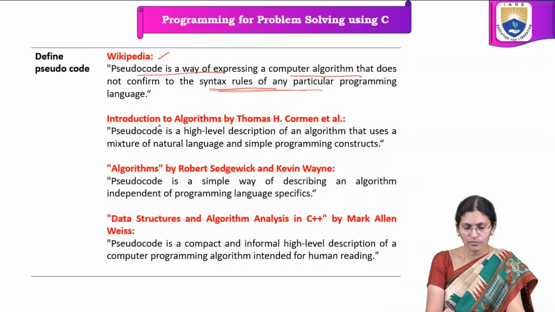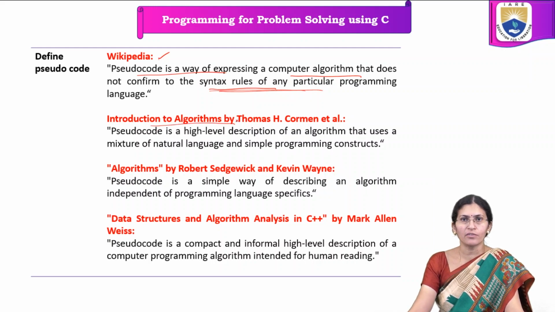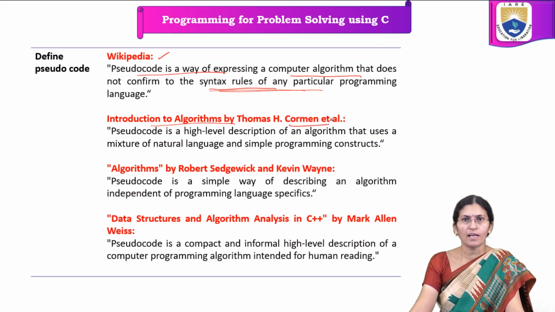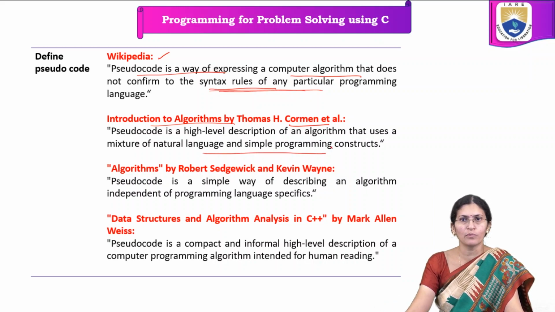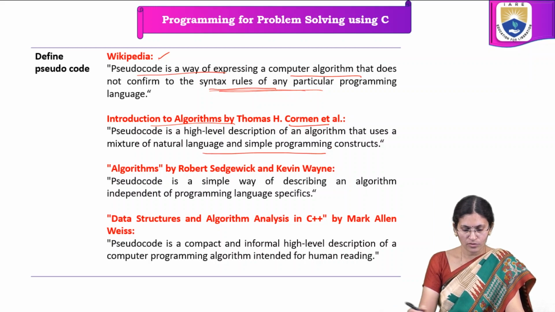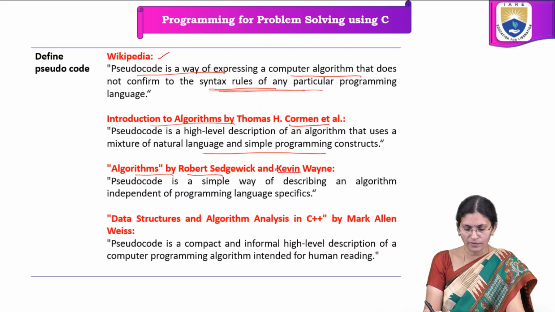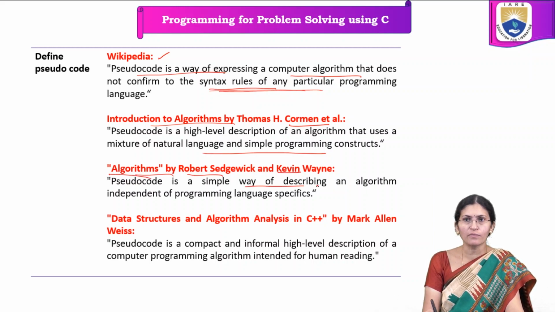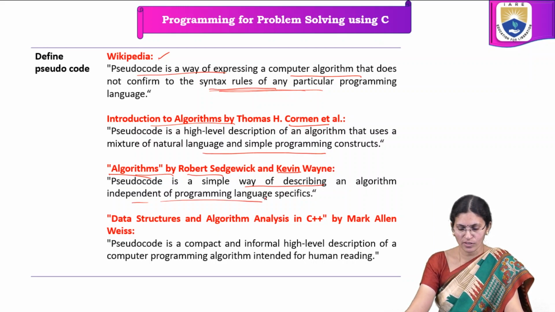Next, according to the textbook titled Introduction to Algorithms by Thomas H. Cormen, pseudocode is a high-level description of an algorithm that uses a mixture of natural language and simple programming constructs. Next, according to Robert and Kevin in the textbook titled Algorithms, pseudocode is a simple way of describing an algorithm independent of any programming language specifics.